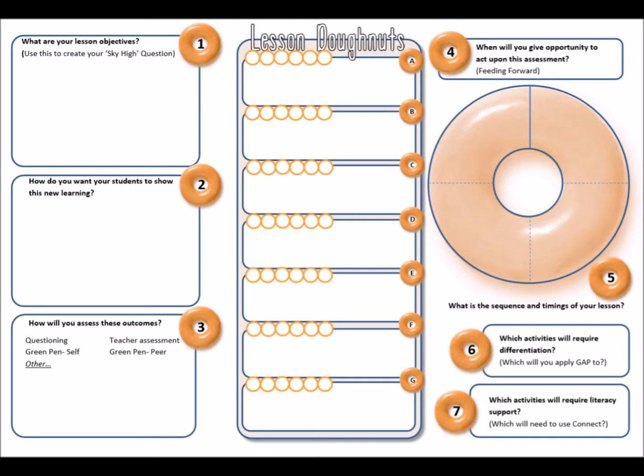So what you see in front of you is the template itself with the 7 steps which you work through one at a time to plan your lesson. And the aim of this is to end up with a lesson that is student-centered, that fulfills all the different requirements of a lesson, and is also engaging.